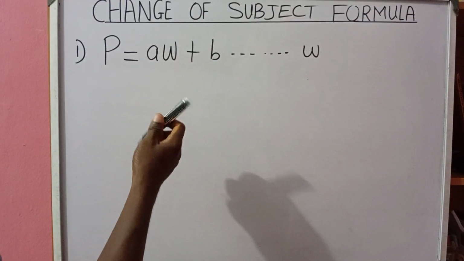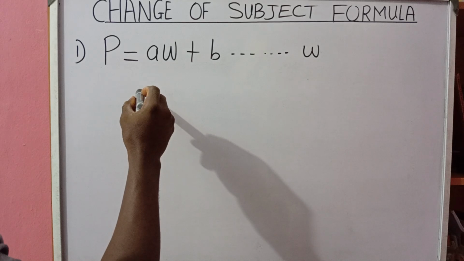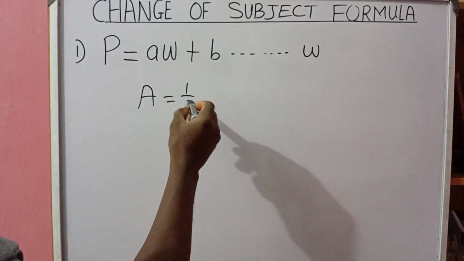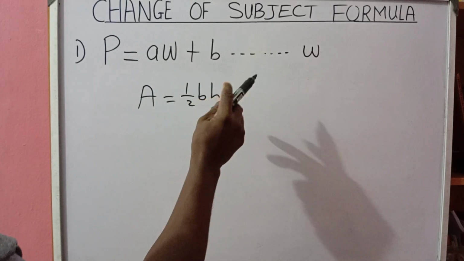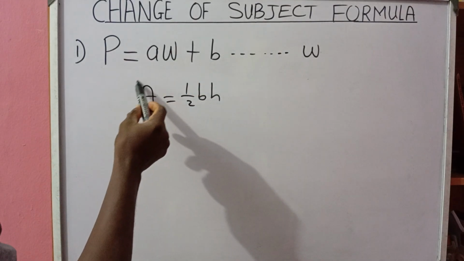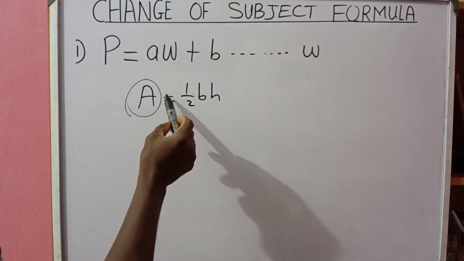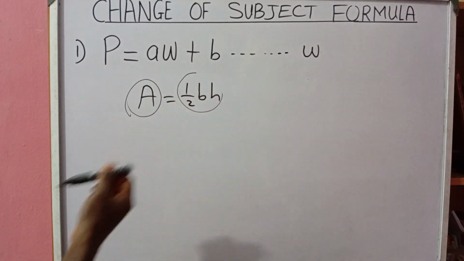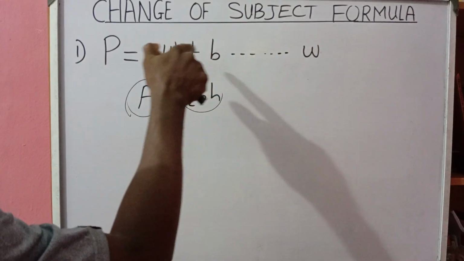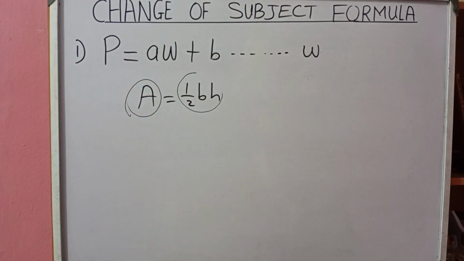Just like when you are asked to identify the area of a triangle, you say A is equal to half base times height. So this A becomes the subject for which this was relied upon. So we are making W the subject of the entire variables that we have in this equation.